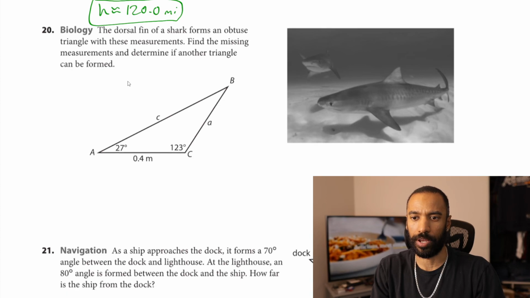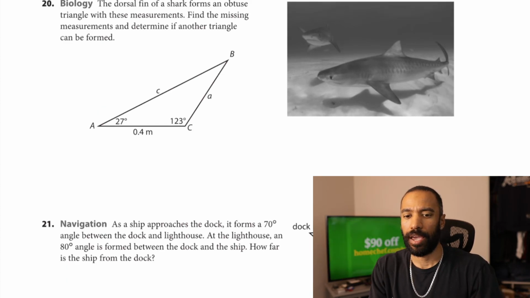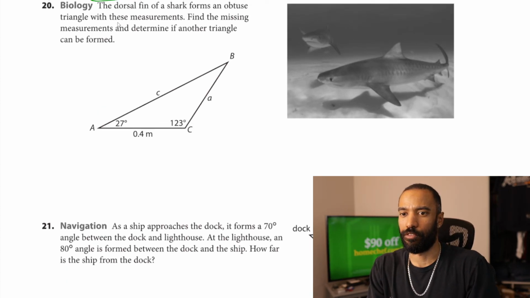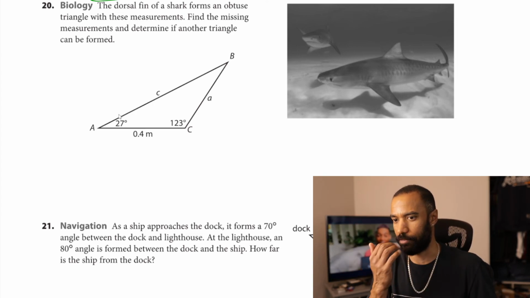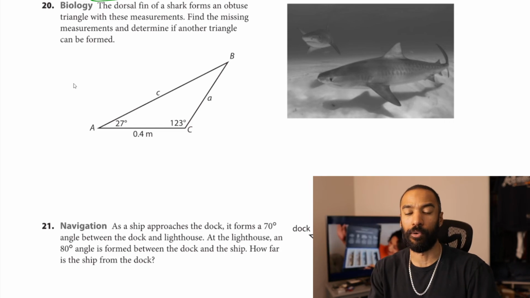Draw the altitude, make a right triangle. All right, two more. Biology. The dorsal fin of a shark forms an obtuse triangle with these measurements. Find the missing measurements. Determine if another triangle can be formed.